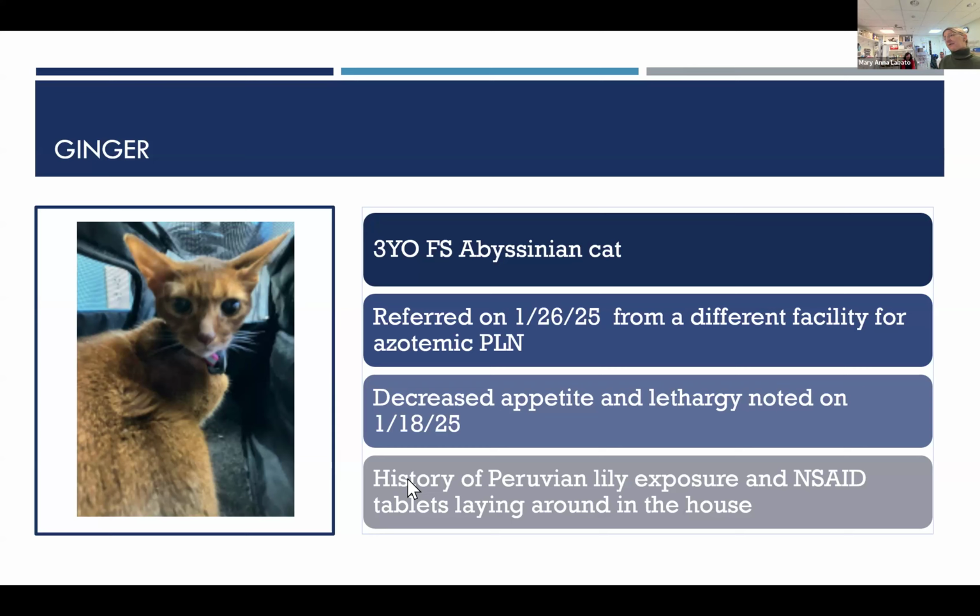She was considered to have some diffuse muscle wasting with a body condition score of 3 out of 9 and a muscle condition score of mild wasting. Her BP at the time was 140. Entering blood work.